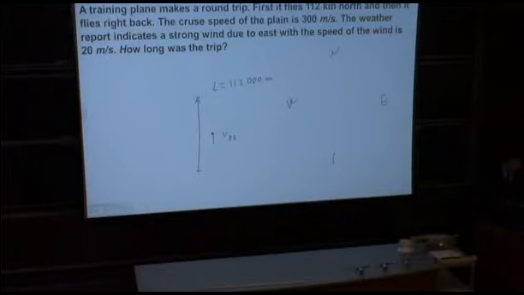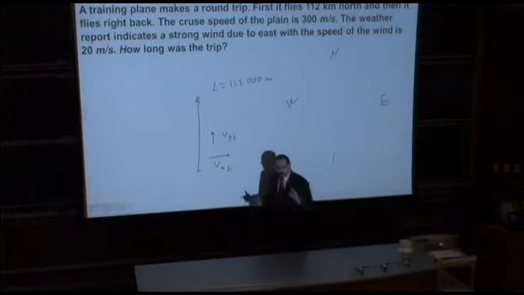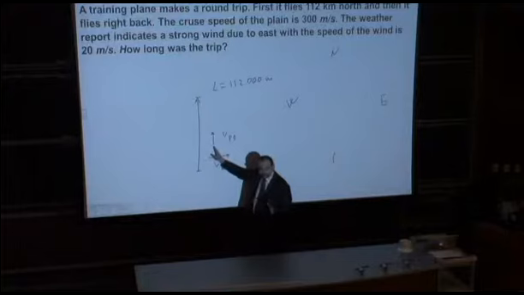Now, the weather report indicates the wind. This is the velocity of the wind relative to the ground. So what we can imagine to draw is the third arrow, the velocity of the plane relative to the wind. So let's say that would have been the velocity of the plane relative to the wind.